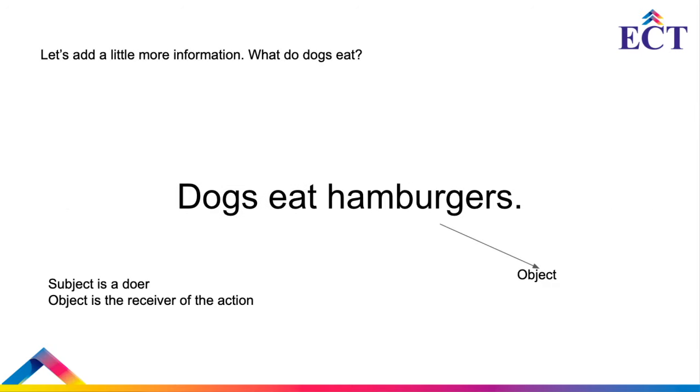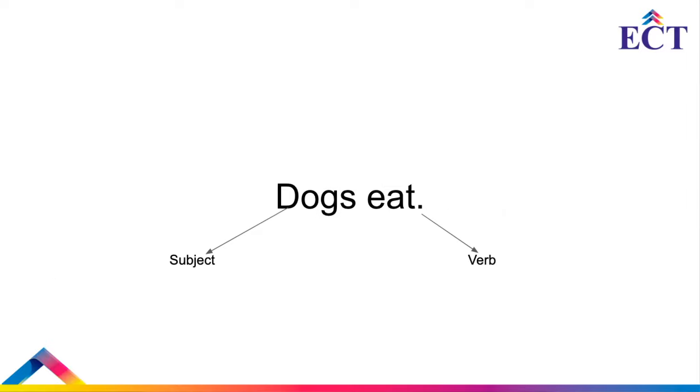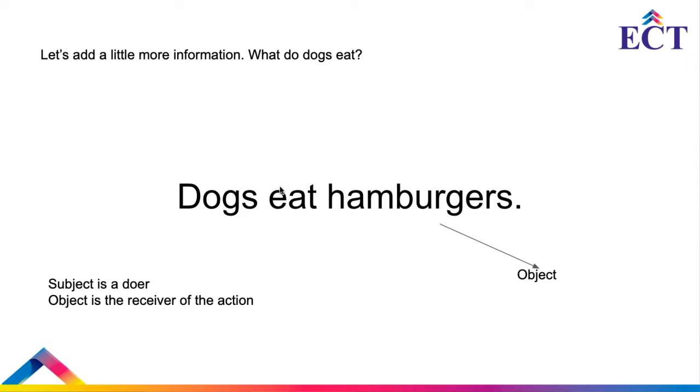Okay, so this is the object. We just saw this one. Then we will try to add something about what kinds of dogs. So now we're trying to add pronouns, adjectives, verbs, adverbs. We have just seen nouns and verb: dogs eat. Then we have taken this again, subject, again a noun. So dogs eat hamburgers. So here it's object.